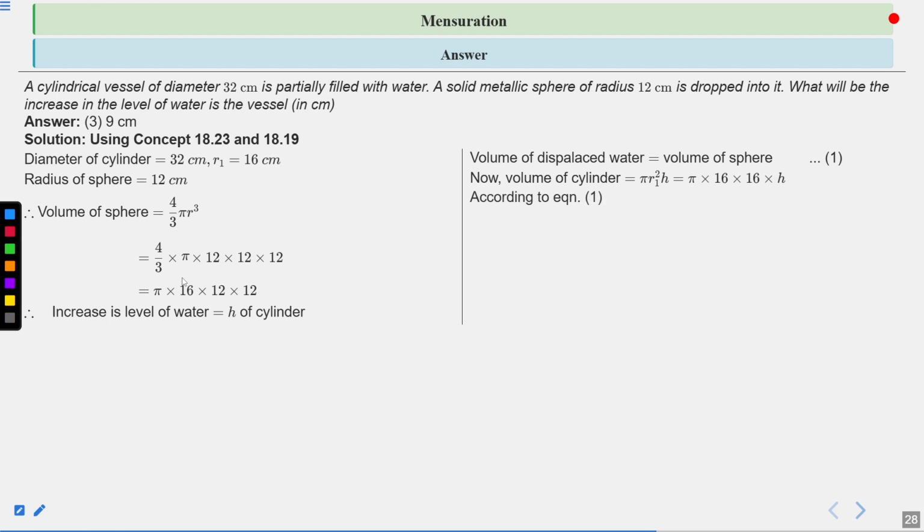Now according to equation 1, pi r square h, which is pi into 16 into 12 into 12, equals 16 into 16 into h. Pi will be cancelled out, so 16 into 12 into 12. Now 16 will be cancelled out, and when we simplify it, we get the value of h, which is 9 centimeter. So the level of the water is increased by 9 centimeter. The third one is the correct answer of this question. Next one.